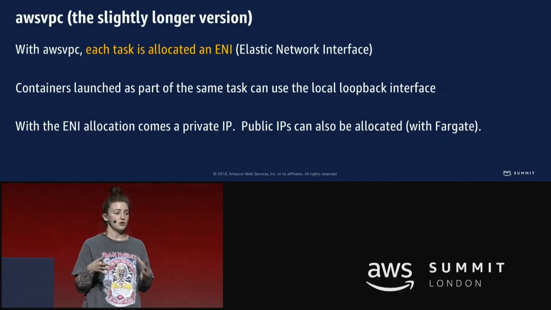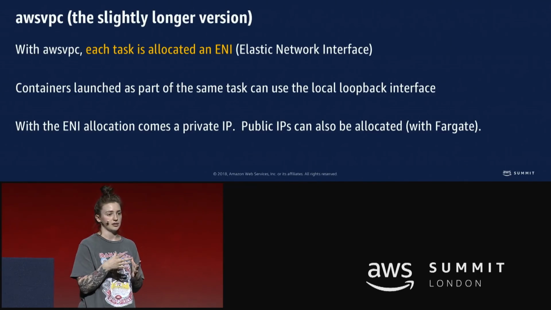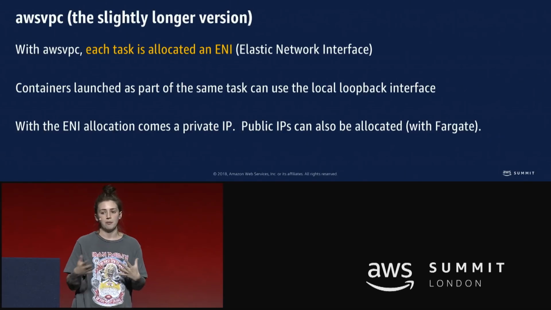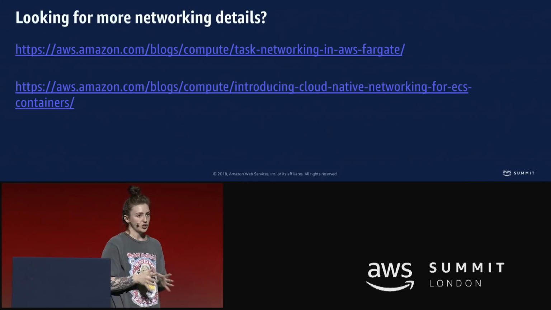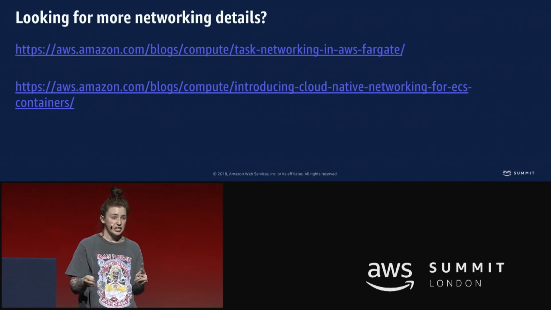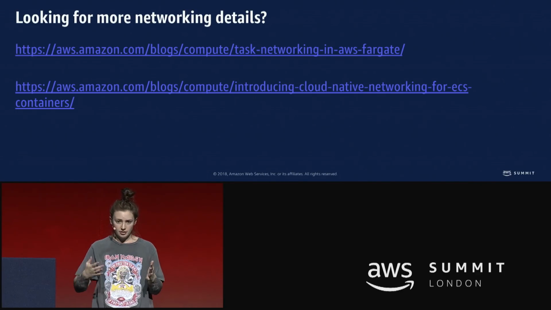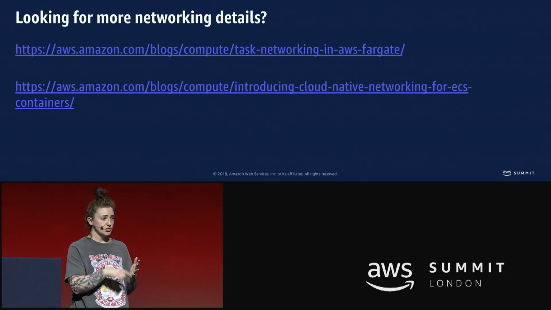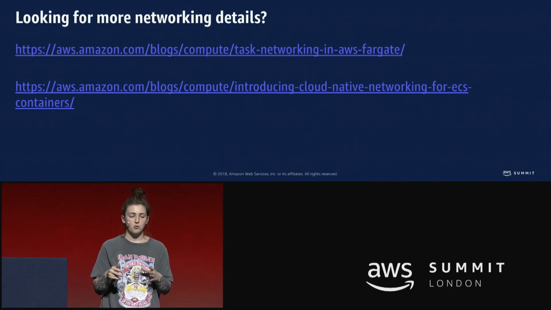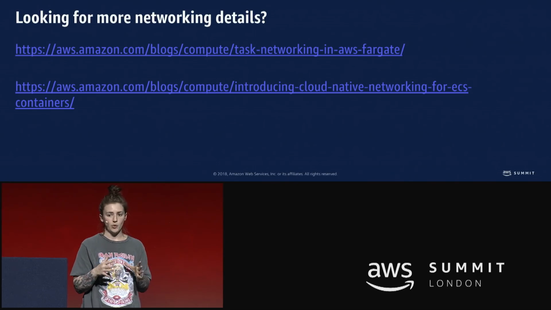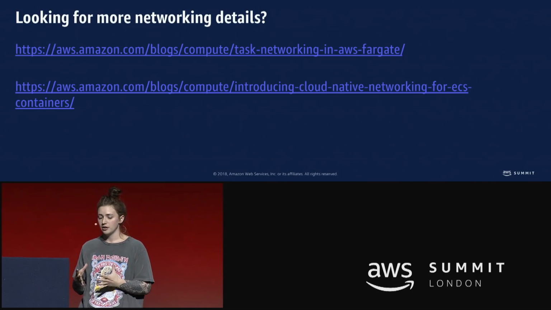Those tasks can communicate via the ENI because it's a one-to-one mapping. So it simplifies your container networking, makes things a little bit more straightforward. That is currently the only networking type on Fargate. So if you want to use Fargate, or if you want to use EC2 mode and switch back and forth, you'll want to look into the AWS VPC mode because that will be required.